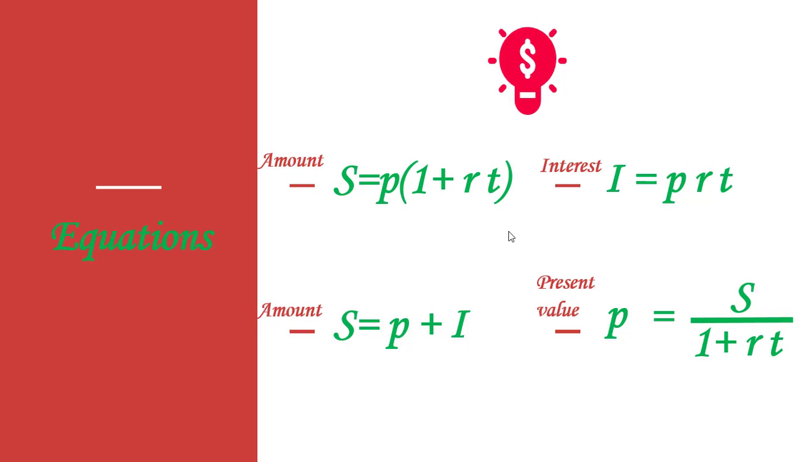To find the amount of a principal invested at simple interest, we use the formula S equals P times (1 plus RT), or S equals P plus I. If we know the amount and want to obtain the principal, we solve the formula for P to get P equals S divided by (1 plus RT).